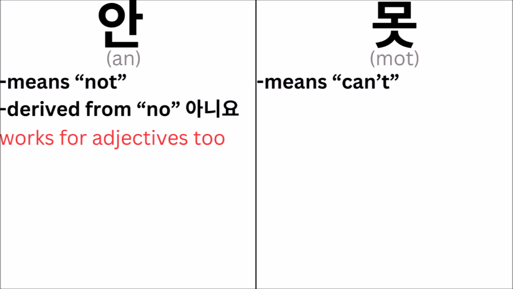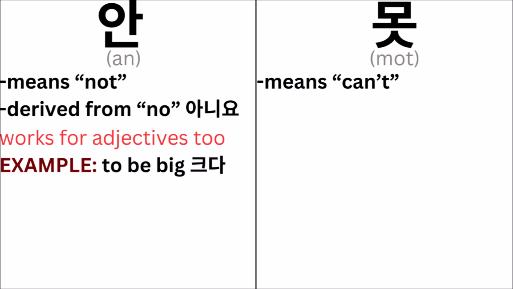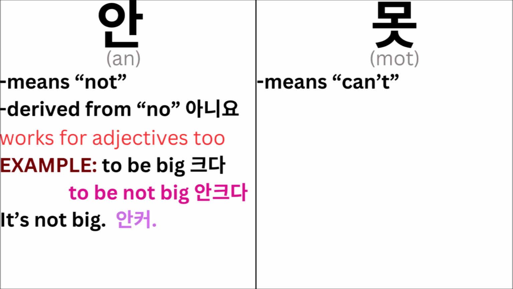You can do the same with adjectives because in Korean, adjectives are verbs. For example, the adjective for to be big is 크다. We can add 안 to make it 안 크다, to be not big. It's not big in Korean is 안 커 in the casual form, 안 커요 in the polite form, and 안 큽니다 in the formal form.